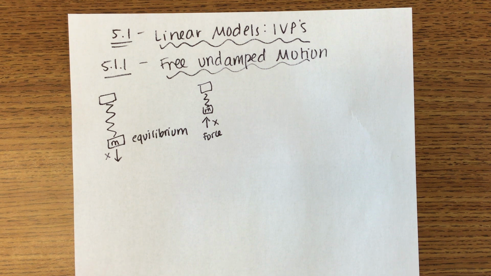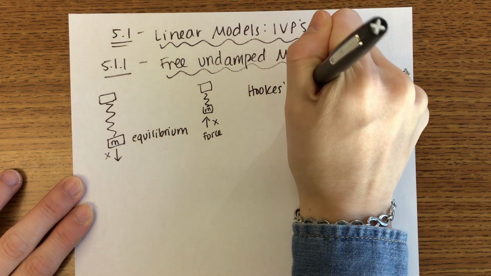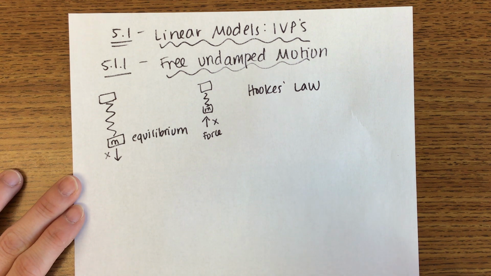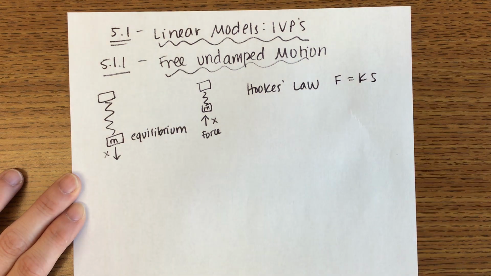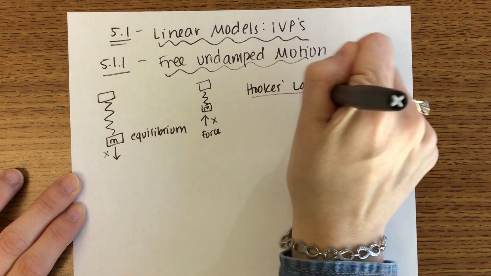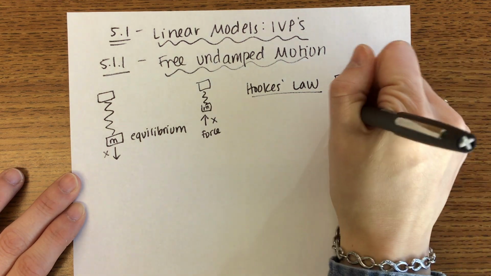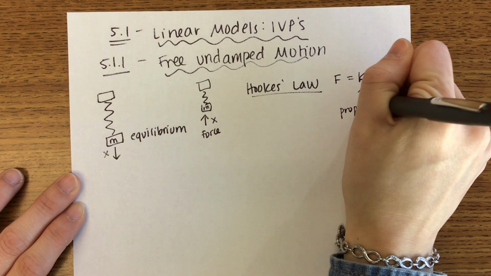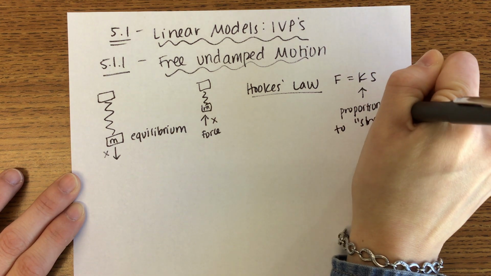This involves two different laws with force. Hooke's law and Newton's second law. Okay. So Hooke's law has to do with the force of the spring on the mass. So this has to do with the spring. What Hooke's law tells us is that the force is proportional to what I'm going to call the stretch distance.